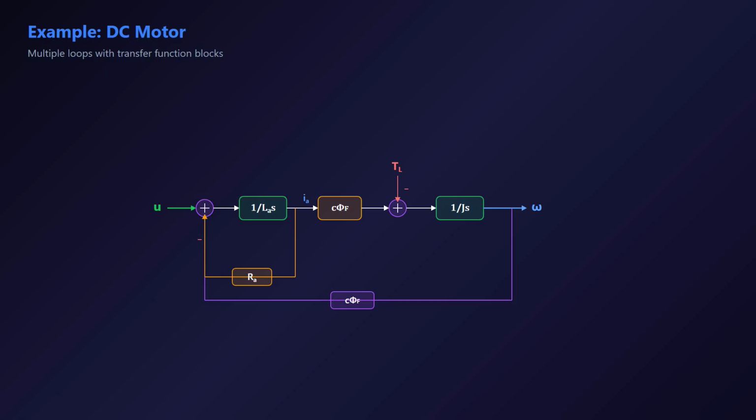For the DC motor we studied earlier, the system has multiple loops. Each loop has its own transfer function block. The integrator 1 over LA s represents armature inductance, gain C phi F converts current to torque, and integrator 1 over J s represents the mechanical side. By combining these blocks, we can derive the complete motor transfer function.